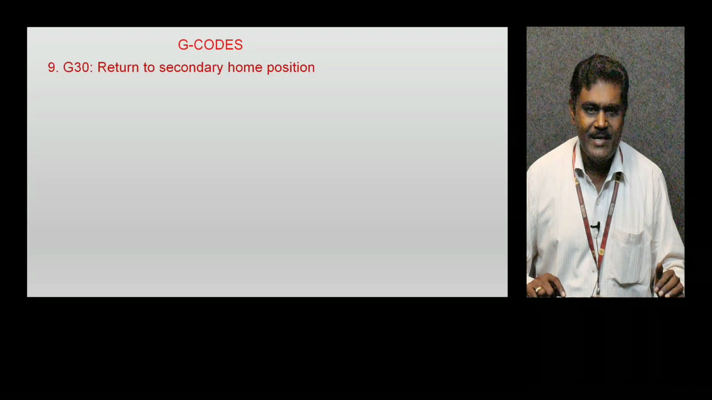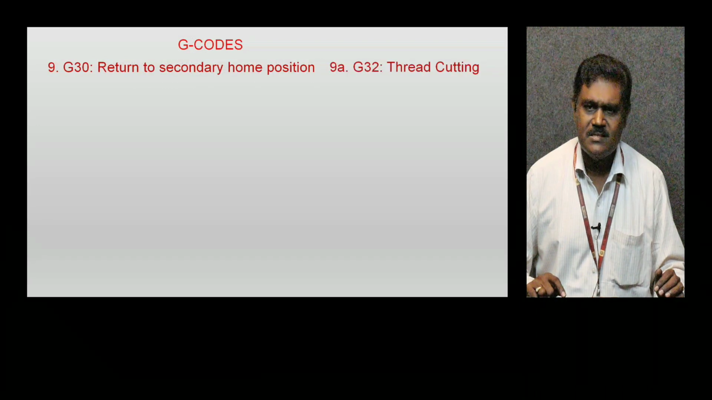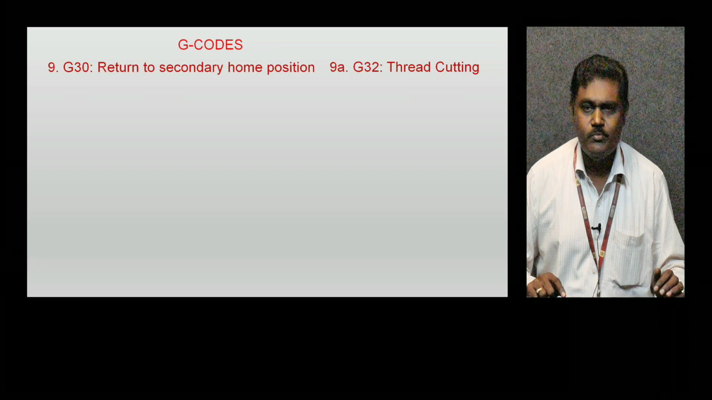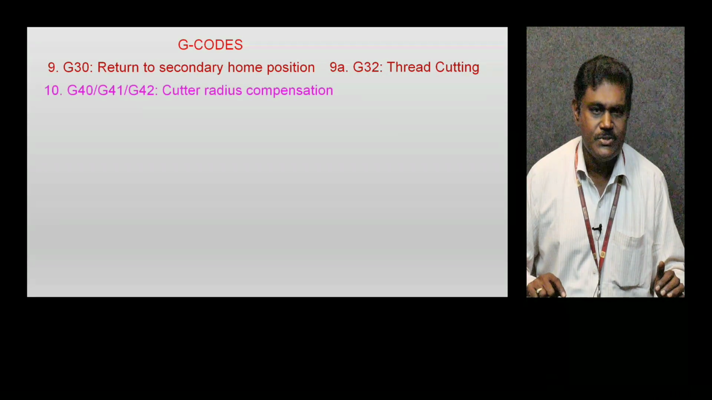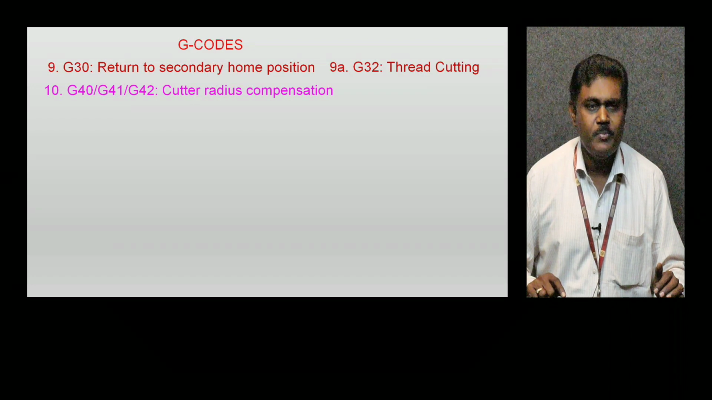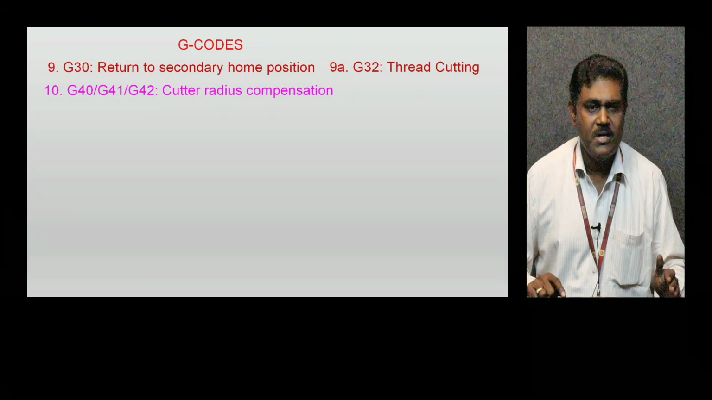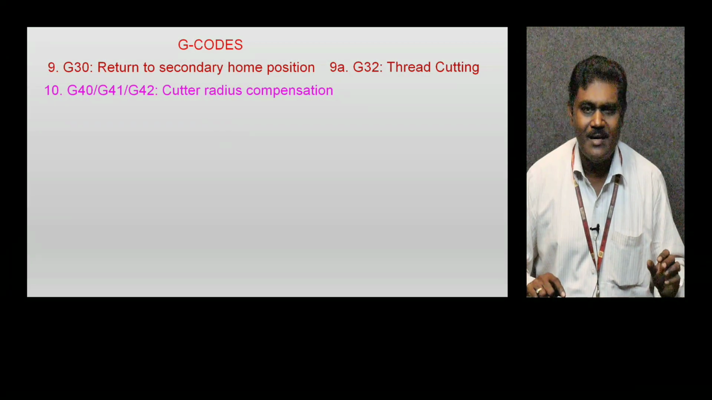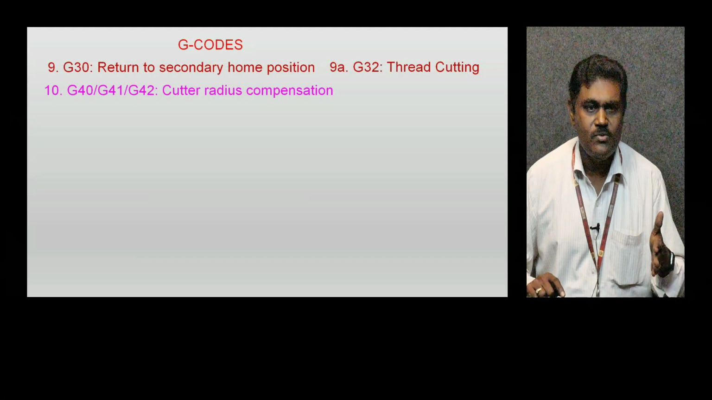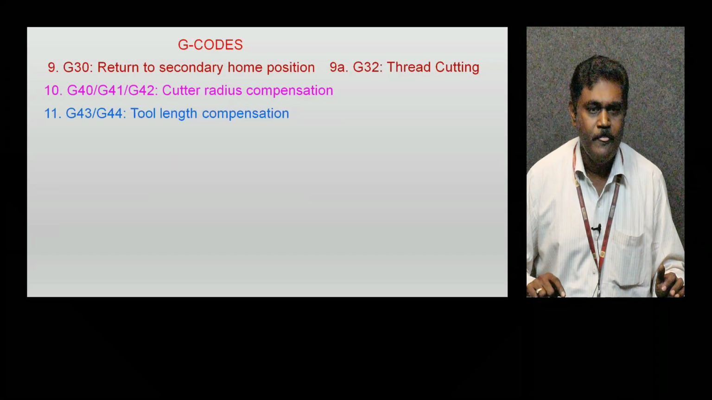G30 returns to the secondary home position. Some machines have more than one home position, which you can use. G40, G41, G42 are the cutter radius compensations; we incorporate compensations by using the G codes 40, 41 and 42.